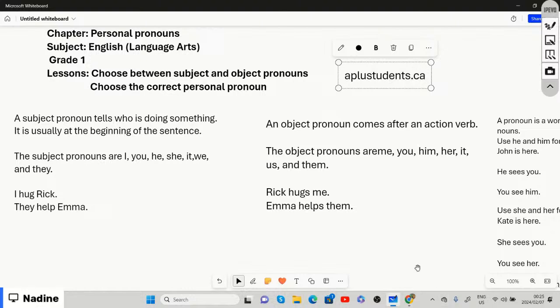So we said once again we have subject pronouns, which tell us who is doing something, and we have object pronouns, which come after an action verb. Subject pronouns come at the beginning of a sentence, words such as I, you, he, she, it, we, and they. And the object pronouns, which come after an action verb, are words such as me, you, him, her, it, us, and them.